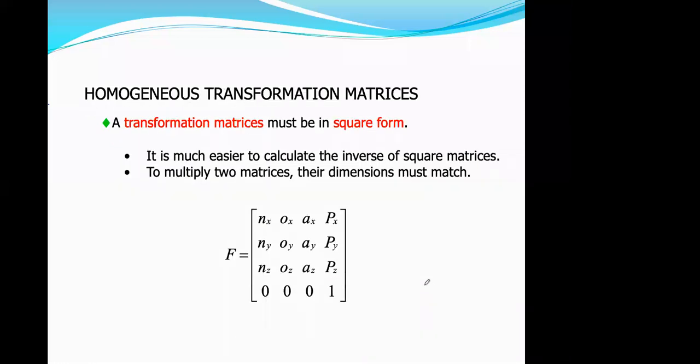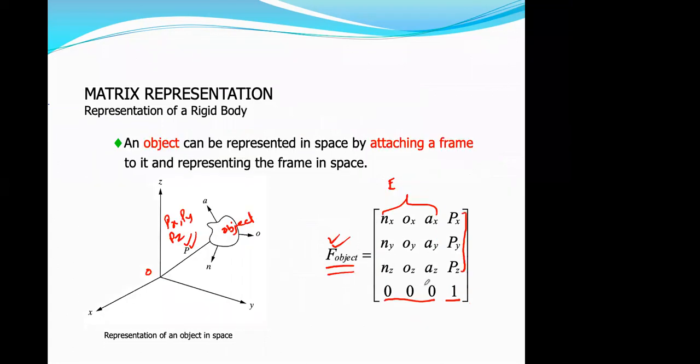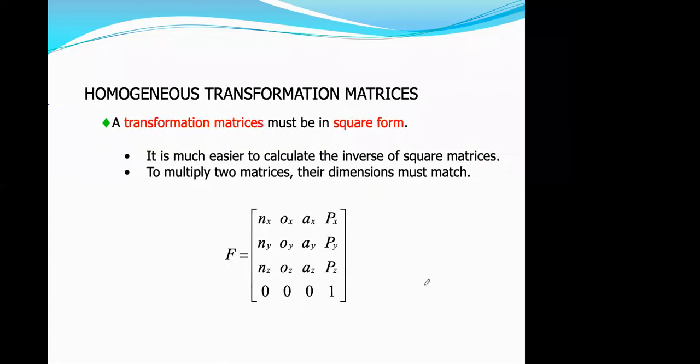Now let us talk about the homogeneous transformation matrix. I think the idea of the homogeneous transformation matrix we have given in our previous slide. This is the homogeneous transformation matrix, and you will see this is again a homogeneous transformation matrix, and that will be in the square form. स्क्वायर फॉर्म में है, क्यों स्क्वायर फॉर्म है? क्योंकि इसका 4x4 में है.